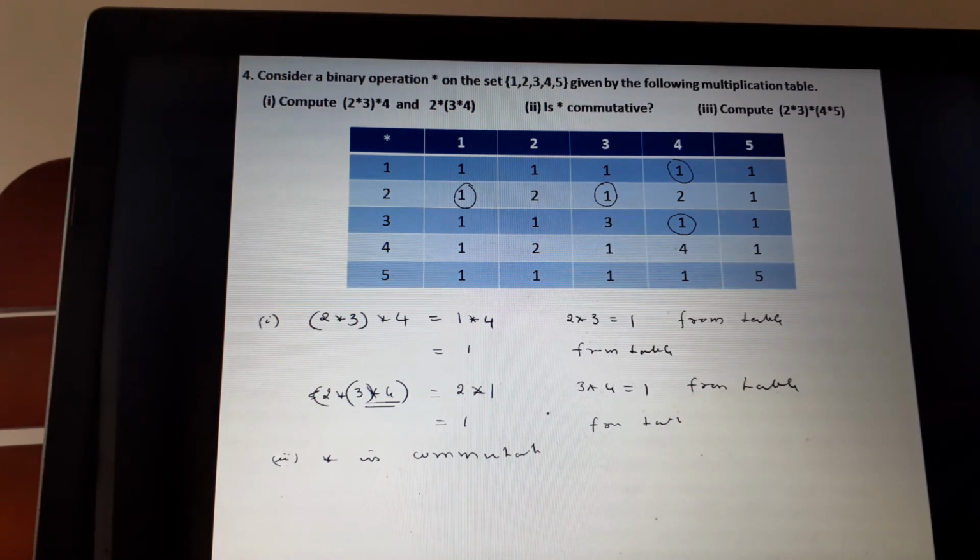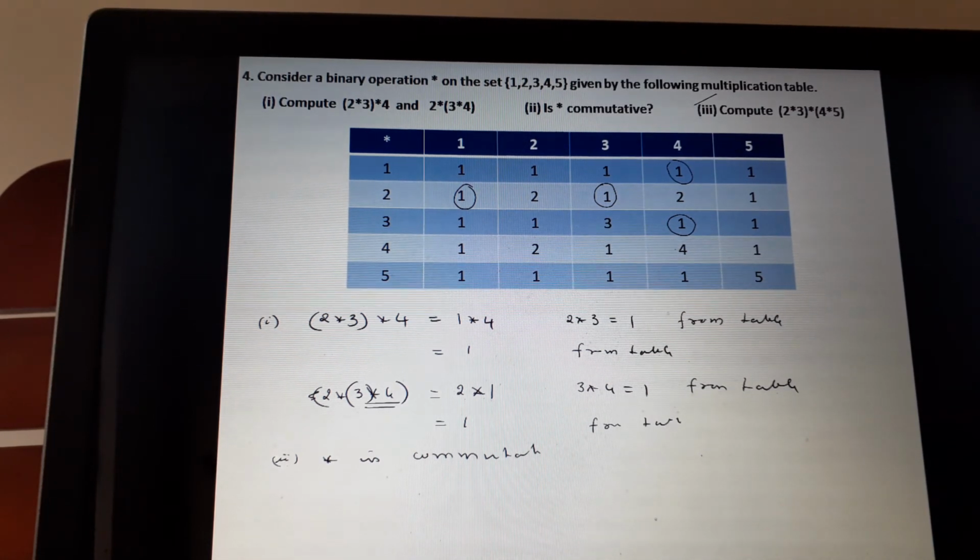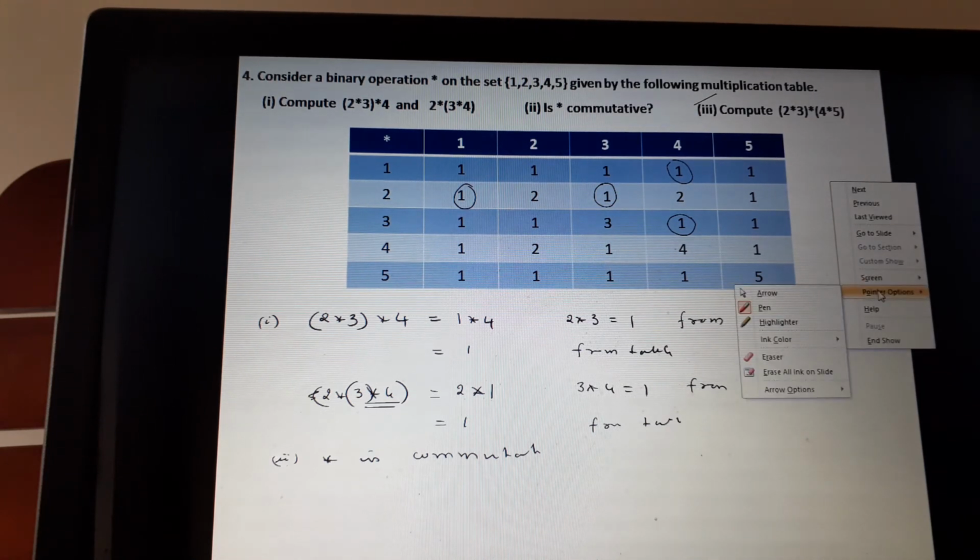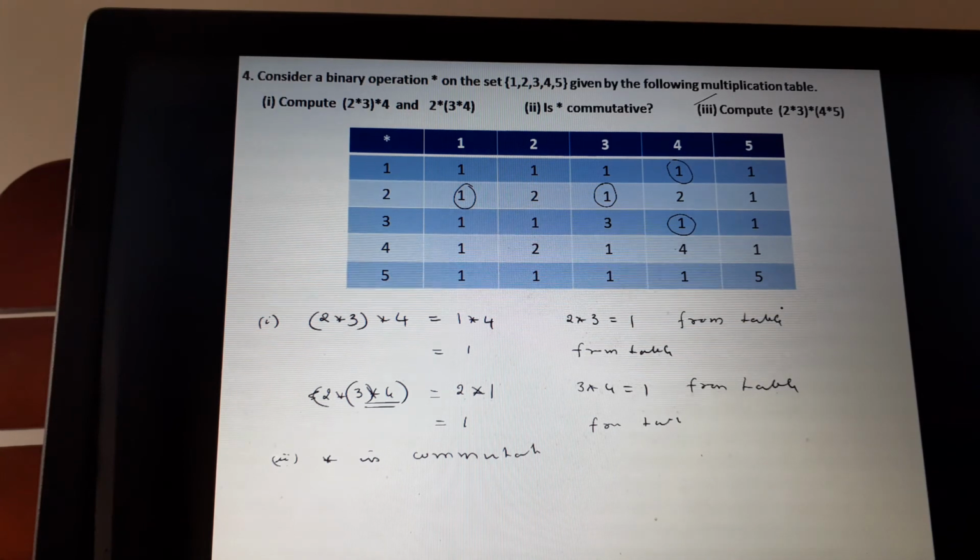So third one you can do yourself. What you have to do? 2 star 3. So I don't want to do this one. 2 star 3, check here. 2 star 3 is 1. 4 star 5, that is also 1. So 1 star 1 is 1. So answer is 1 here. So this you can do yourself. So this is the fourth question. We shall try to do the next question also, of course subject to time limit.